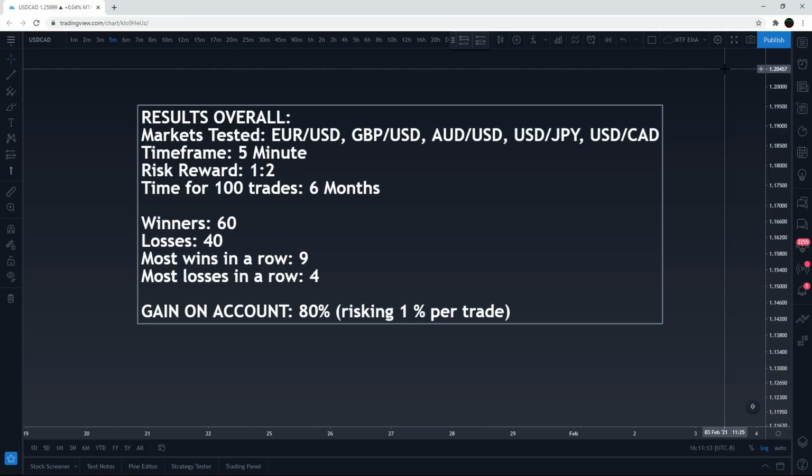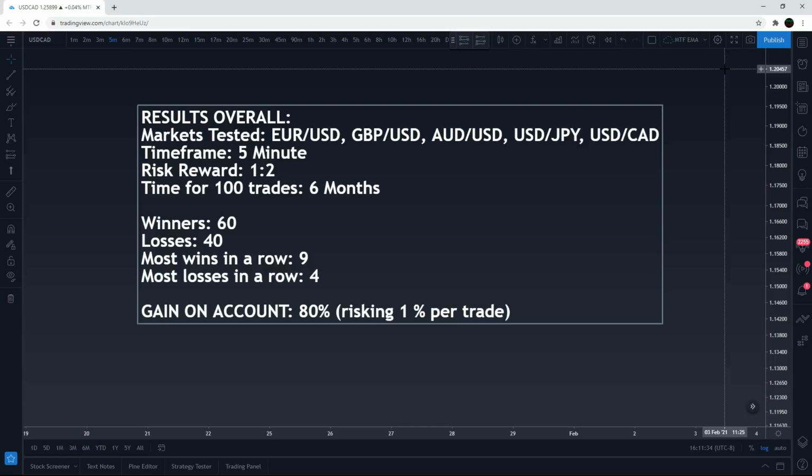The results are in after the 100 backtests, and this is now the number 1 trading strategy that I've tested on the channel, with by far the best results shown. This strategy did phenomenally. Using a 1-to-2 risk reward ratio on the 5-minute chart, it took 6 months of price data to find those 100 signals.